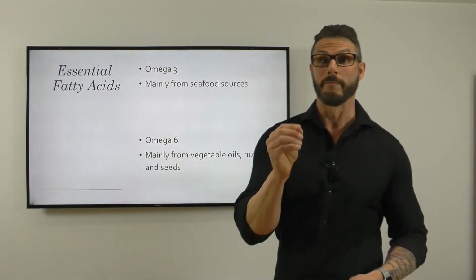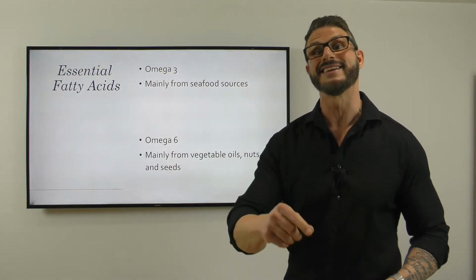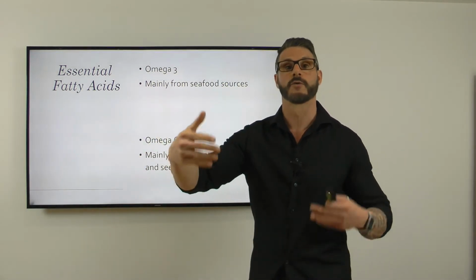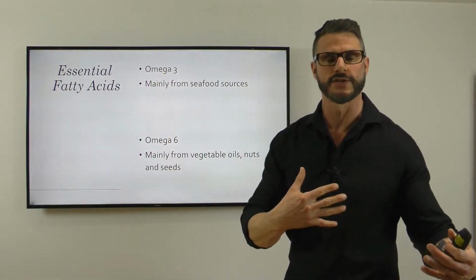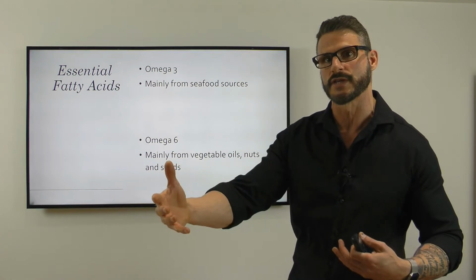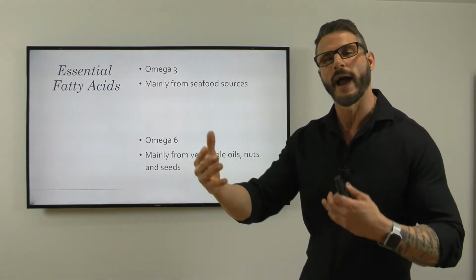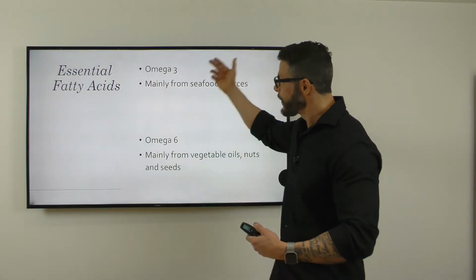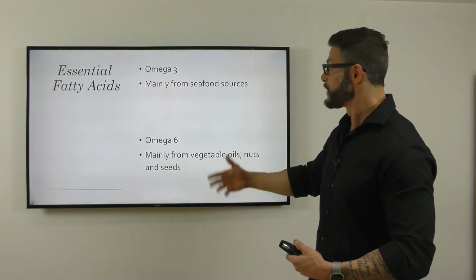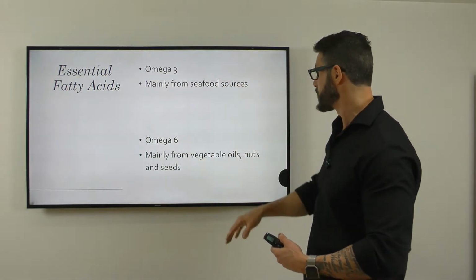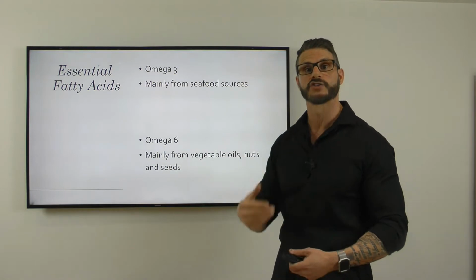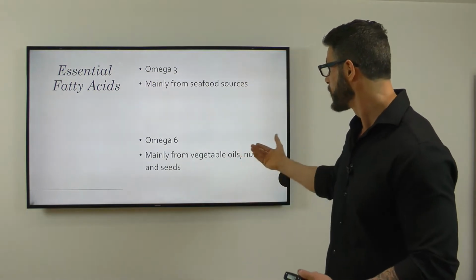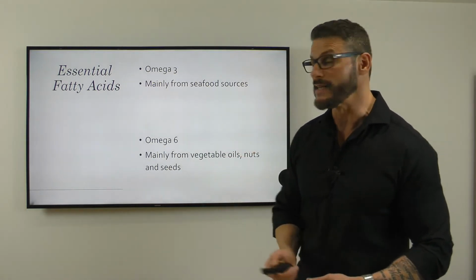And essential means essentially you need to get these from outside of your body. They can't be produced internally. So you need to get them from food sources. And they're essential for our health. And again, they're omega-3s and omega-6. And the difference is, one's coming mainly from the sea, and the other is coming from vegetable or plant sources. And you'll find them in oils, nuts, and seeds.